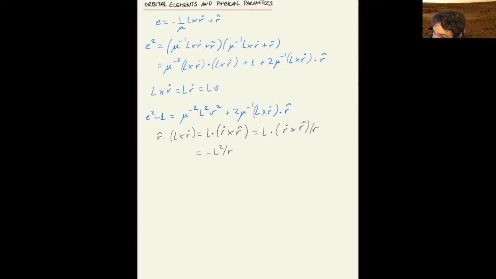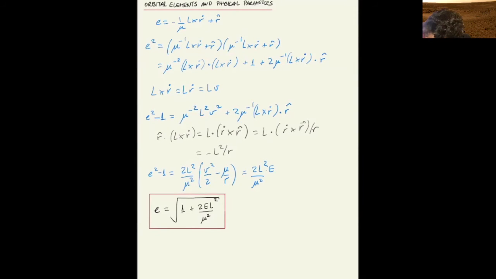So we can write that e squared minus 1 is equal to 2 L squared over mu squared times V squared over 2 minus mu over R. So the quantity between parentheses in the right-hand side is the energy. We can then isolate the eccentricity. So this gives the eccentricity in terms of the energy and the angular momentum.